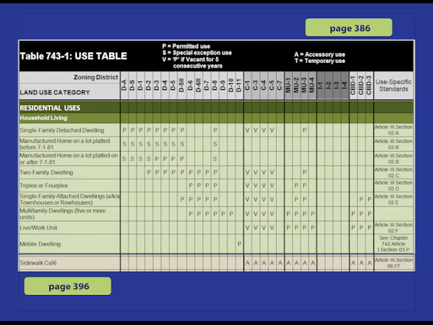The other thing you'll notice when looking at the single-family detached dwelling is that we have a V in the C1, C3, C4, and C5, the commercial districts. That V means it's permitted if the existing building has been vacant for 5 or more consecutive years, what we call the vacant provision.